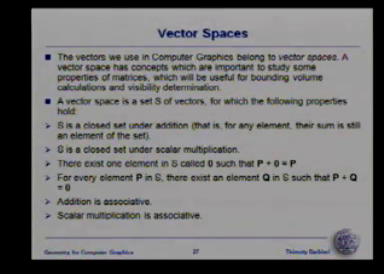There exists only one element in the vector space called the null element, such that you add it to the vector in that vector space and you keep getting that vector, so the neutral element under the addition. For every element P in S, there exists an element Q in S such that P plus Q equals 0. That's the inverse element. Addition is associative, scalar multiplication is associative.